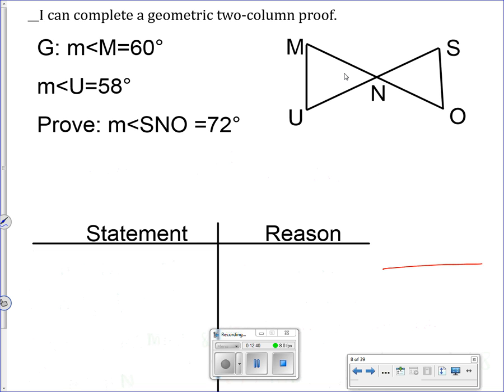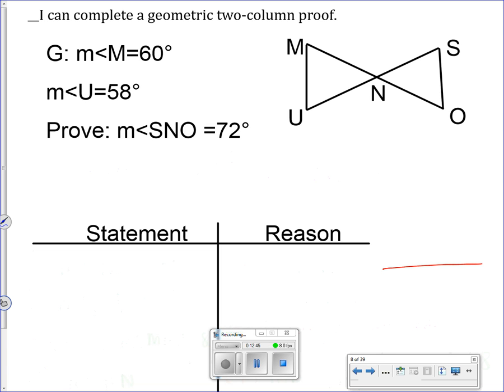I'm writing through a logical series of statements to show you that angle SNO has to equal 72, given that those two other angles, 60 and 58, are given. The series of events you're going to do on your problem is first identify what you know and put it into the drawing. So I know that this angle over here is 60 and this one's 58. And then they want me to prove that this angle right here is 72.